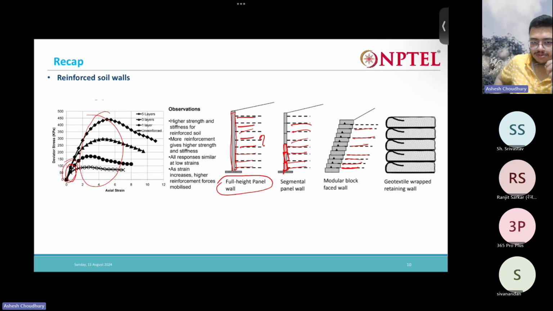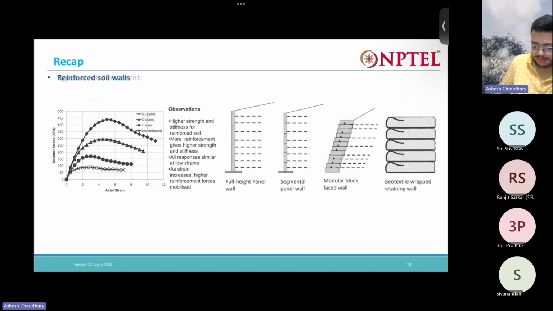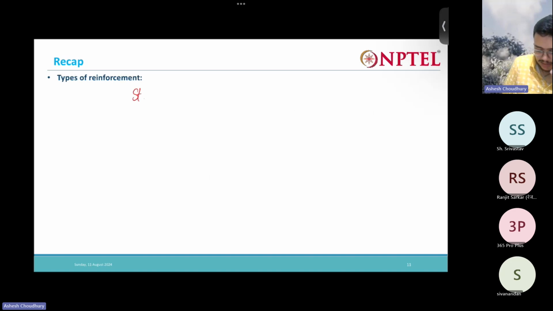Steel reinforcement, yeah. Let me write it down. You said steel. Then it can be made of geocomposites, not geocomposite. Geonets? Not geonets. Geonet is used only for drainage.